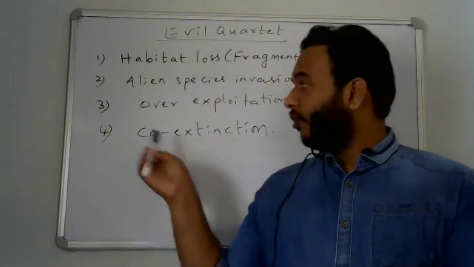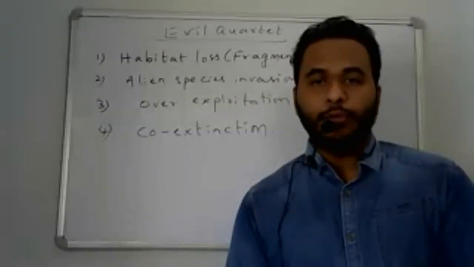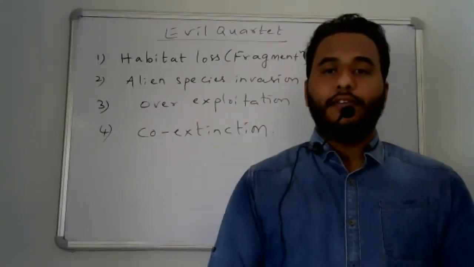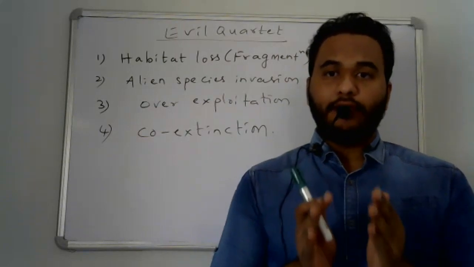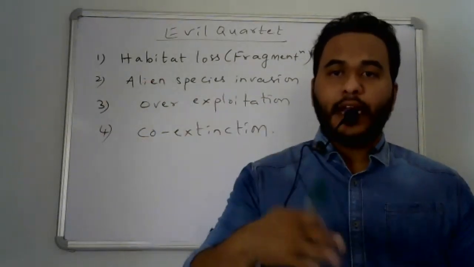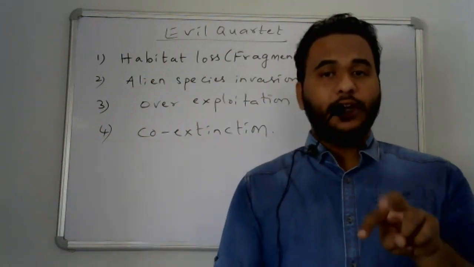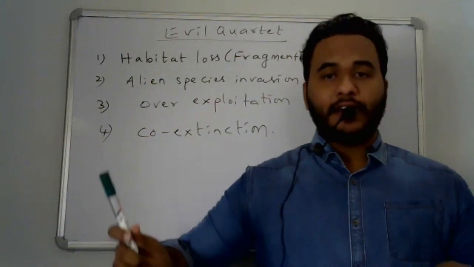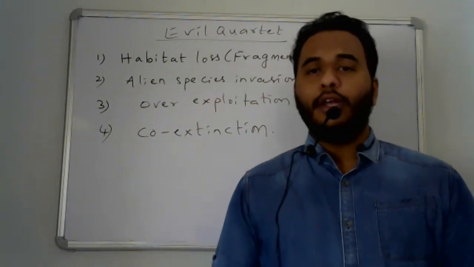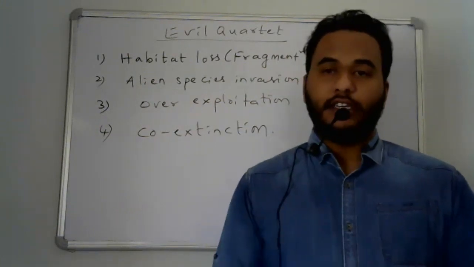Coming to co-extinction, it means if a host is going to be extinct, the parasite is also going to be extinct. For example, in mutualism also, if a flowering plant becomes extinct, the insect which is depending on that plant will also be extinct. That is nothing but co-extinction. Co-extinction can happen in two cases: in case of host and parasite, and in case of mutualisms. So these are four reasons for the loss of biodiversity.